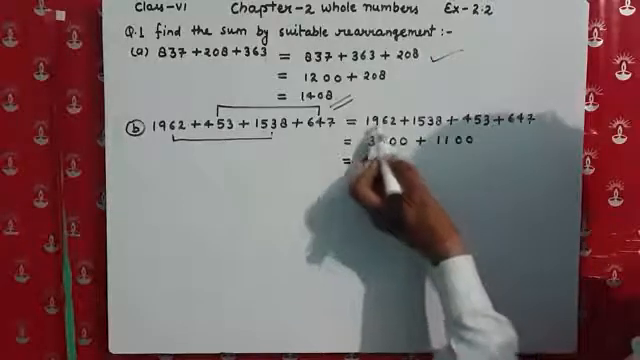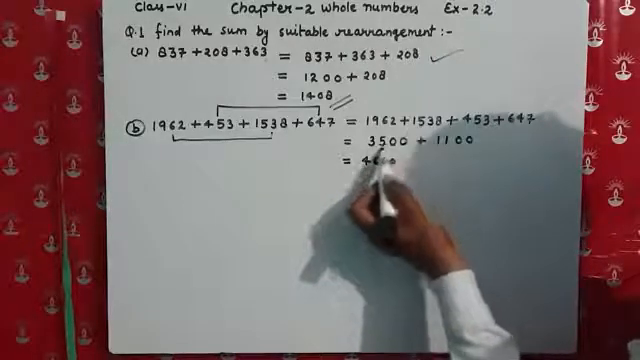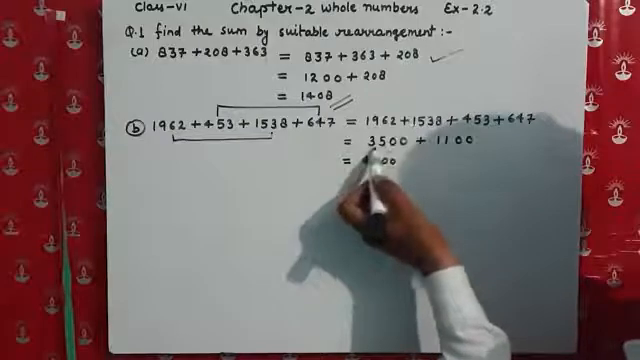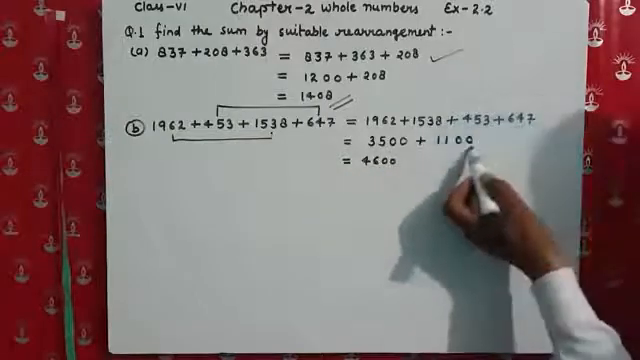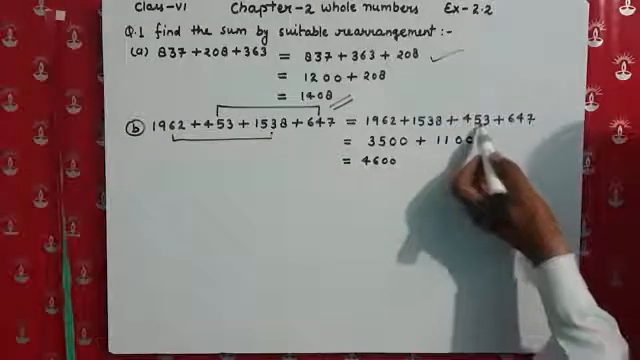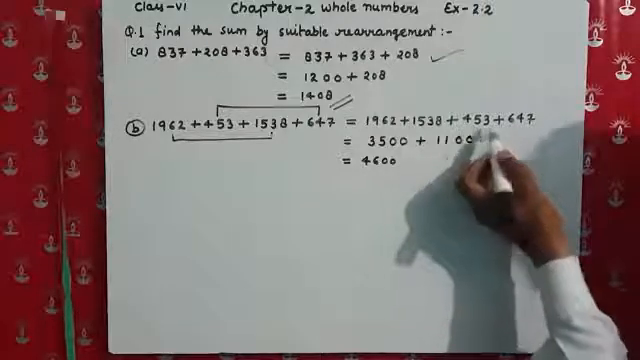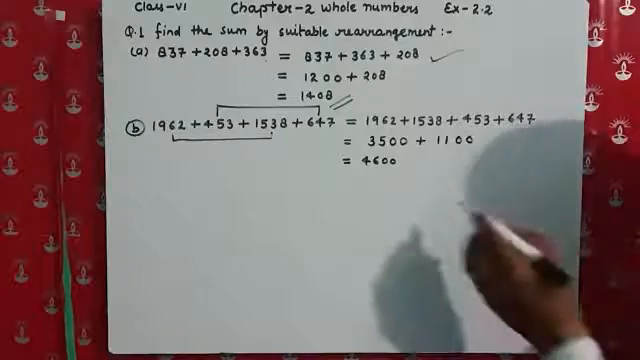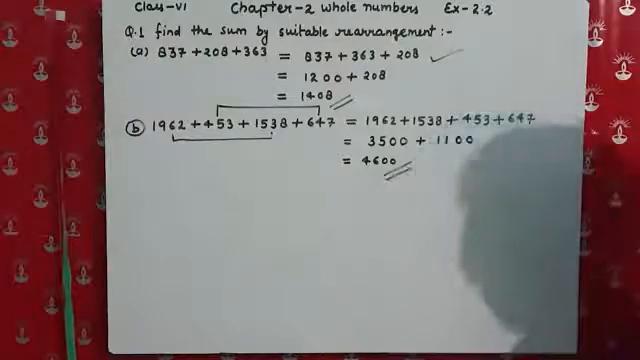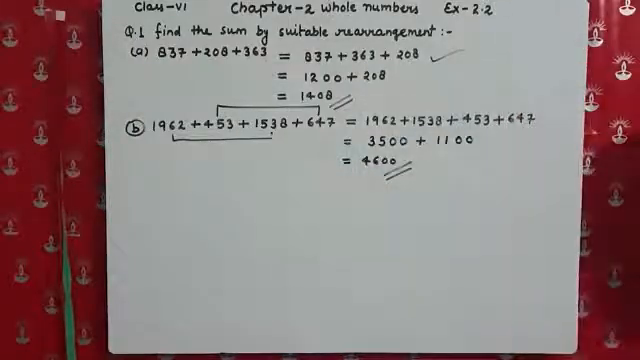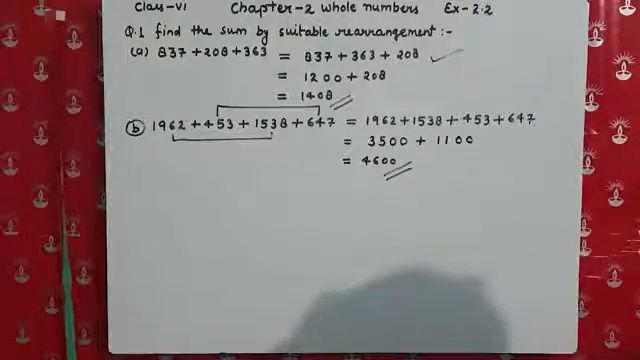0, 1 carry over. 9 plus 5 is 14, plus 1 is 15, 1 carry over. 1 plus 1 is 2, plus 1 is 3. Now 3 plus 7 is 10, so 0 and 1 carry over. 5 plus 4 is 9, plus 1 is 10, 1 carry over. Now 4 plus 6 is 10, plus 1 is 11. After adding we are getting this answer. So this is the method of how we are going to do this sum.